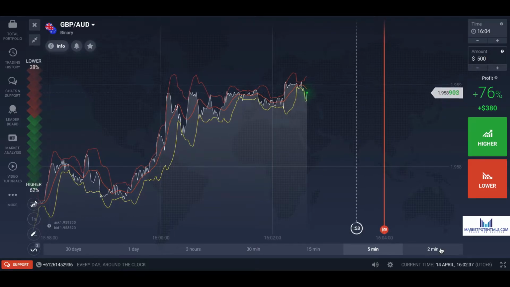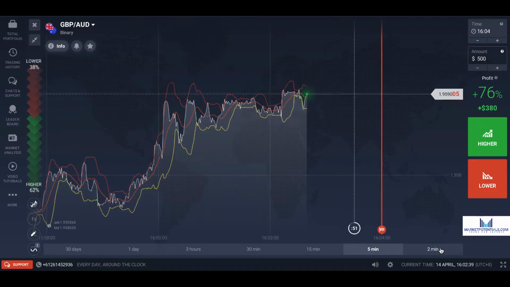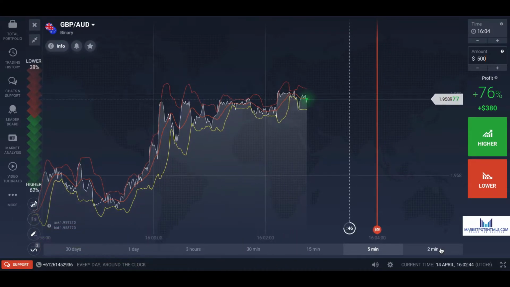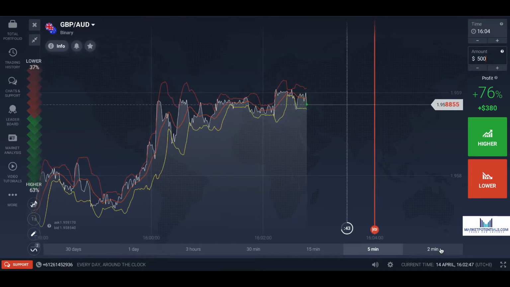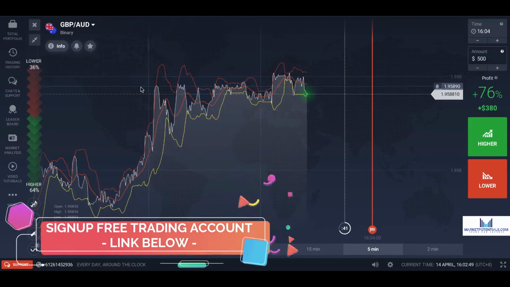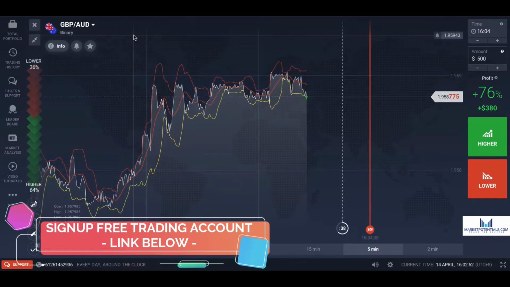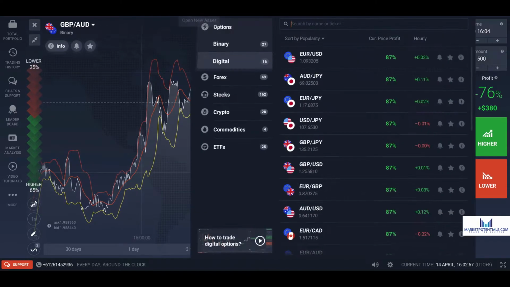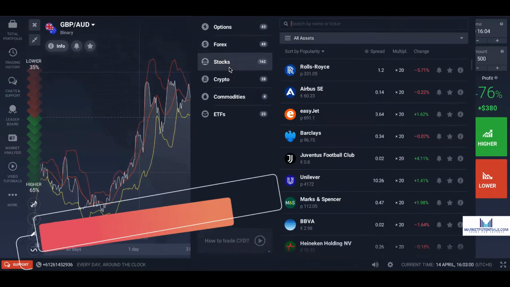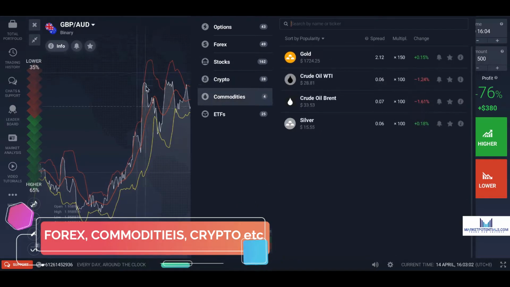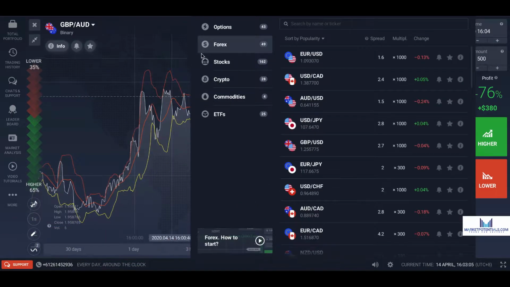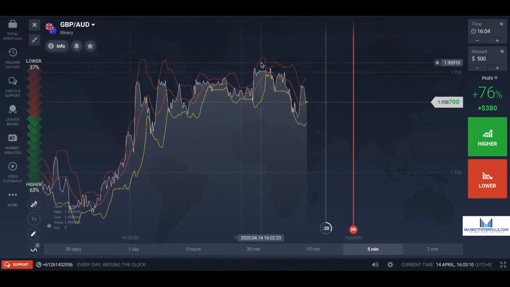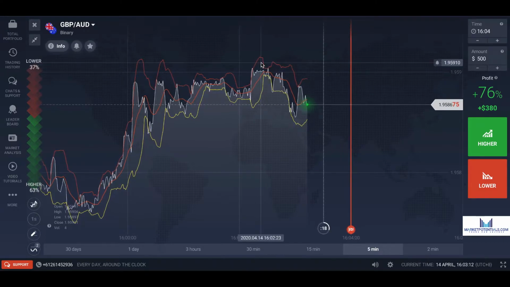Now, let me tell you a little bit about what binary option trading is all about if you're entirely new to it. Binary option trading basically works by you betting or hedging on an underlying asset. The asset can be a forex pair, like in this case, the British pound versus the Australian dollar. It can be a commodity, stocks, cryptos, whatever. I typically bank on the forex. I identify a couple of forex pairs which I want to trade, and that's what I do.